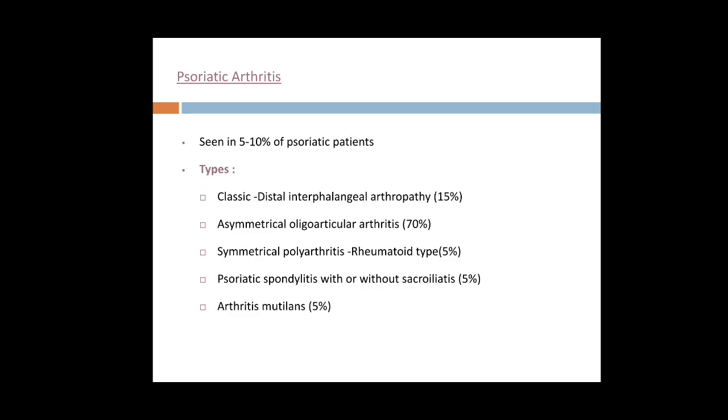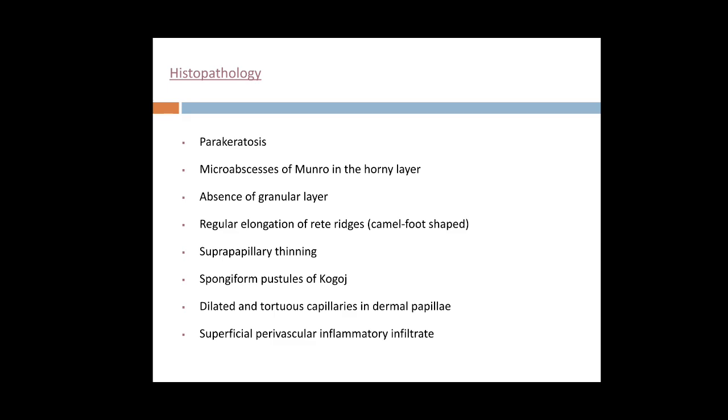Psoriatic arthritis is also important because most patients will be unaware. When they start developing this complication, they might go into features of arthritis mutilans, where there will be complete destruction of the joints, or they may start developing deformities where distal interphalangeal joint involvement might be seen.